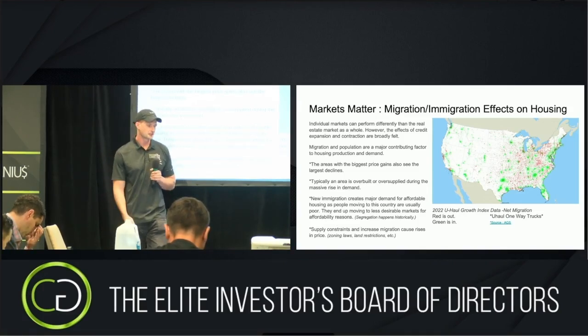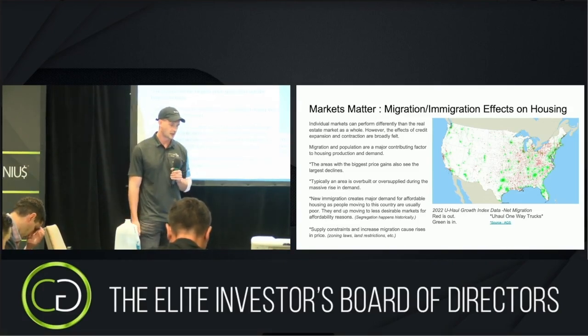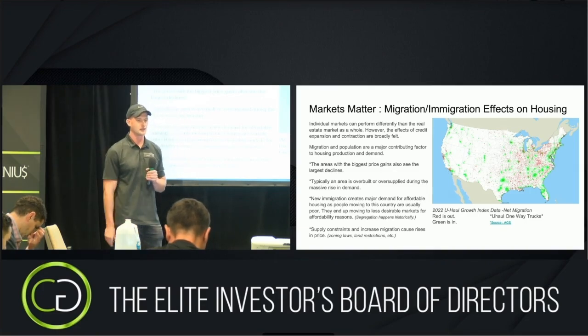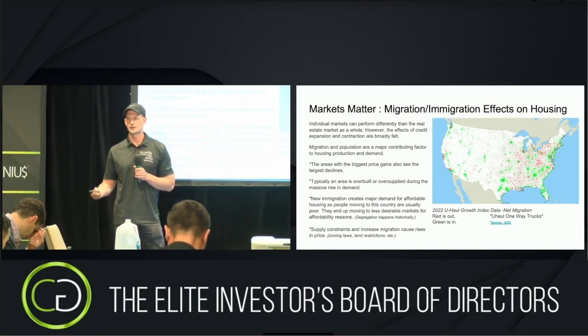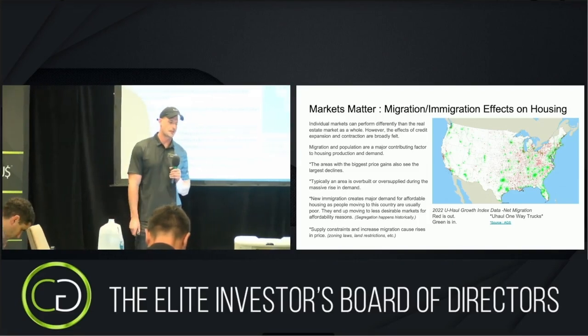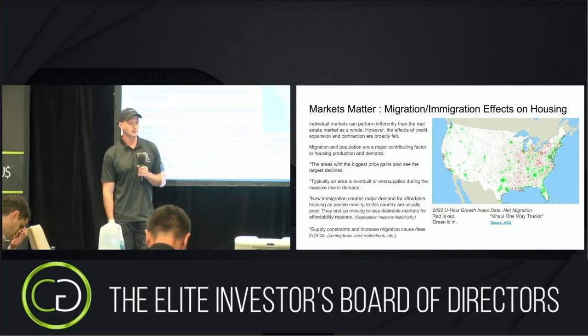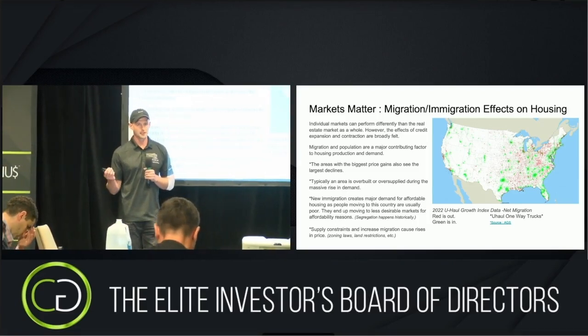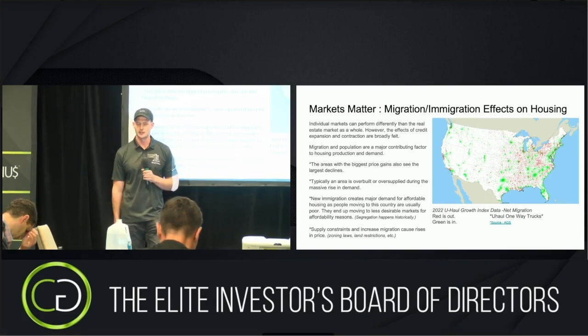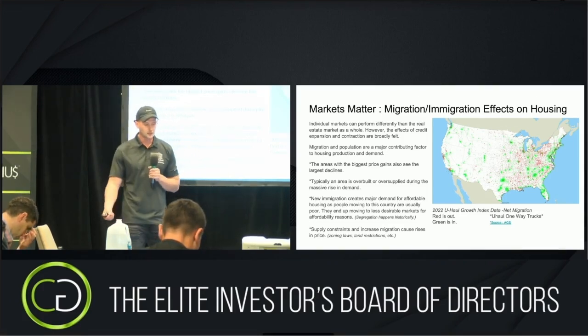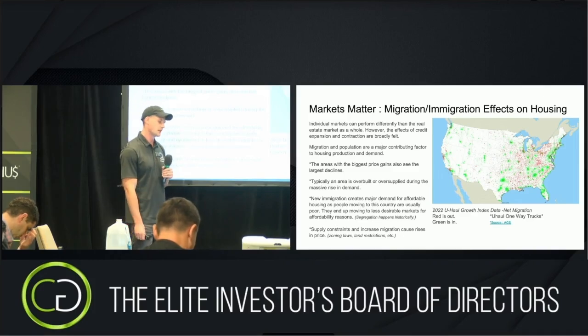So individual markets can perform differently than the real estate market as a whole. However, the effects of credit expansion and contraction are broadly felt. Like I said, most people are using leverage to buy real estate, so it's broadly felt. Migration and population are a major contributing factor to housing production and demand. The areas with the biggest price increases also see the biggest declines. Typically an area is overbuilt, oversupplied during the massive rise in demand.